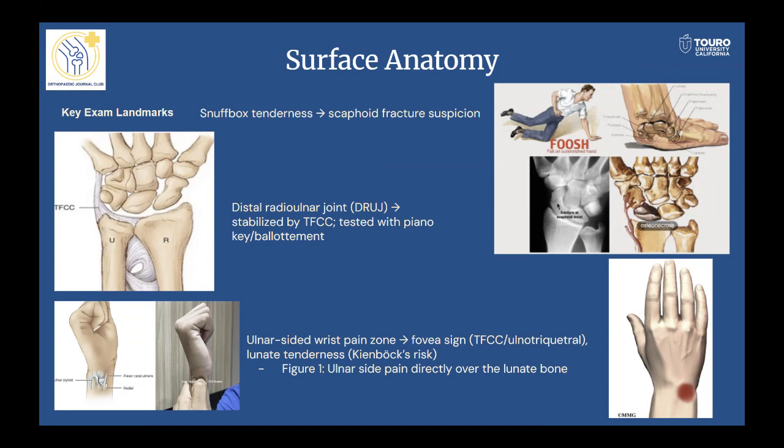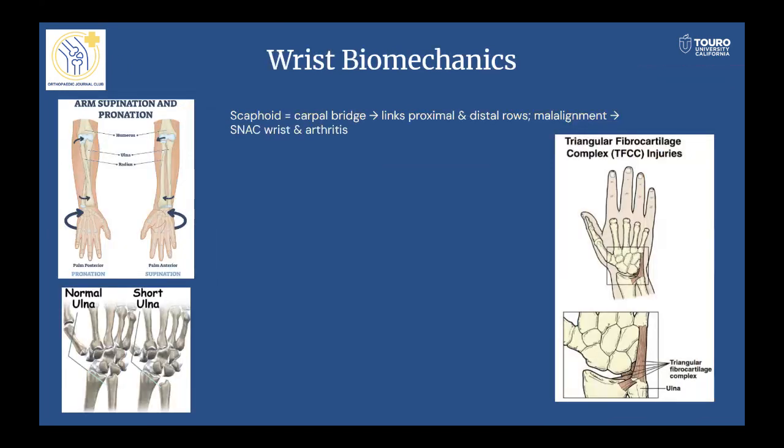What's the downstream effect of this? Well, predictable patterns of carpal collapse and arthritis, which is what we call SNAC wrist. So this is the importance of this, right? Surgeons obsess over this because it's not just about fixing the fracture, but restoring its precise shape.